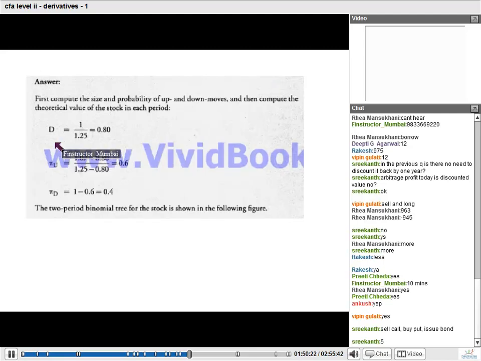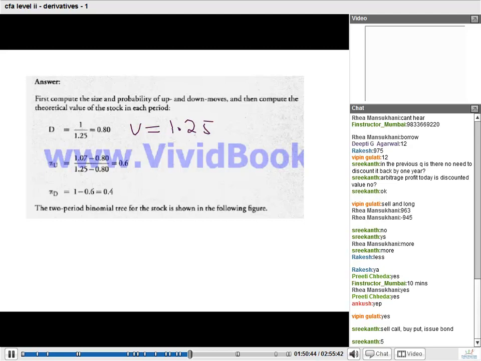So the size of a down move would be 1 over the size of an up move, that is 1 over 1.25. This is given in the question. The size of an up move is given to be 1.25. The risk-free rate is given to be 7%. U is equal to 1.25.